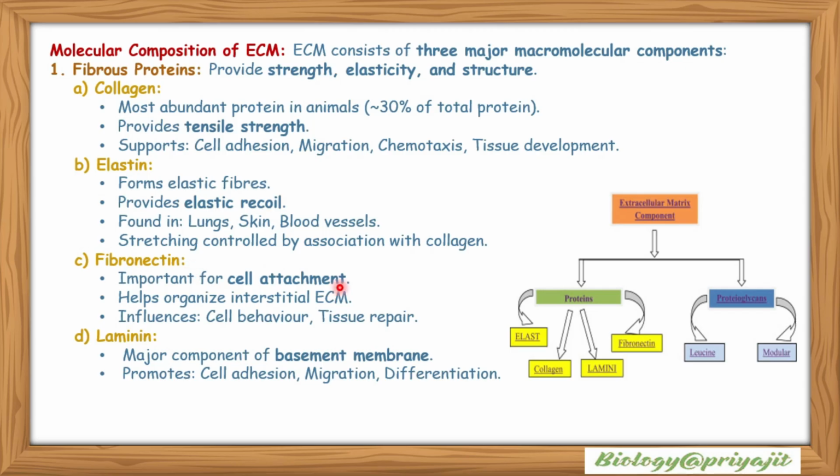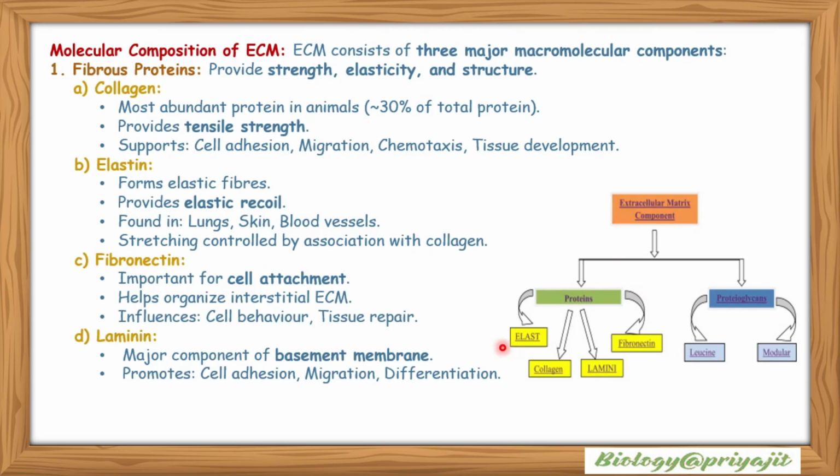Fibronectin, it is very much important for cell attachment. It helps organize interstitial ECM. It influences cell behavior and tissue repair. Laminin is the major component of the basement membrane. It promotes cell adhesion, migration and differentiation.